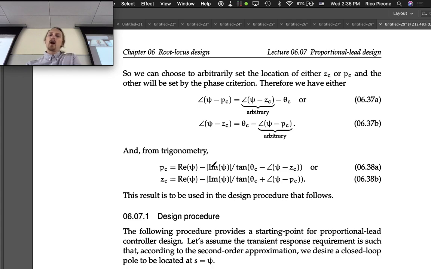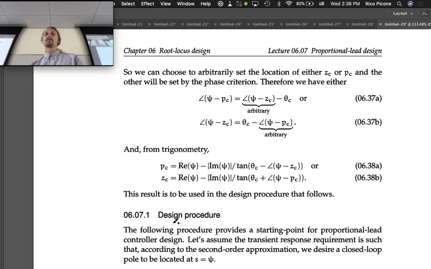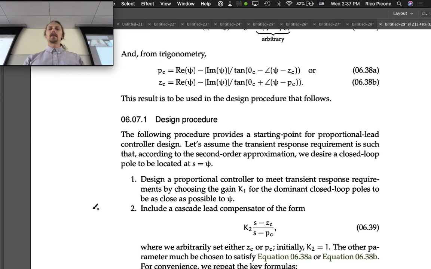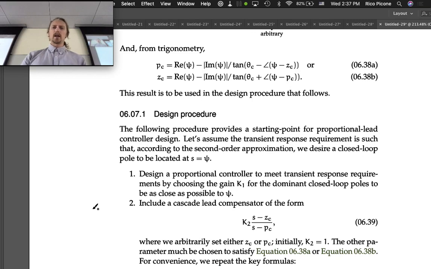And from trigonometry then, if you know the angle, you can back out what the pole and zero locations must be. So I just worked that out in either case. If you want to set your zero location arbitrarily, this is what your pole location should be. And if you want to set your pole location arbitrarily, this is what your zero location should be. So this result is to be used in the design procedure that follows. It provides a starting point for proportional lead controller design.